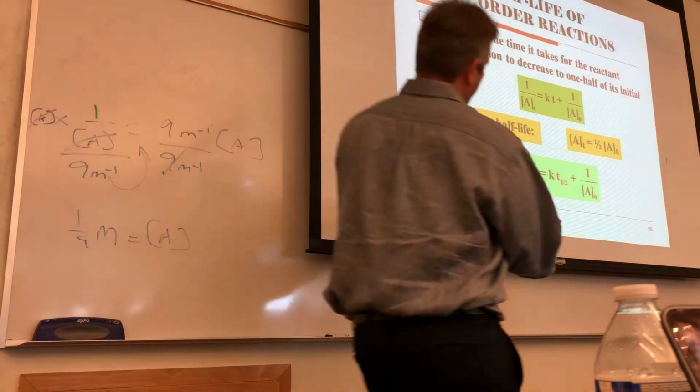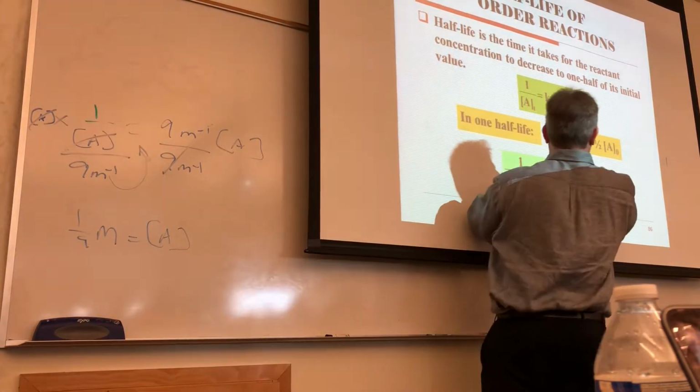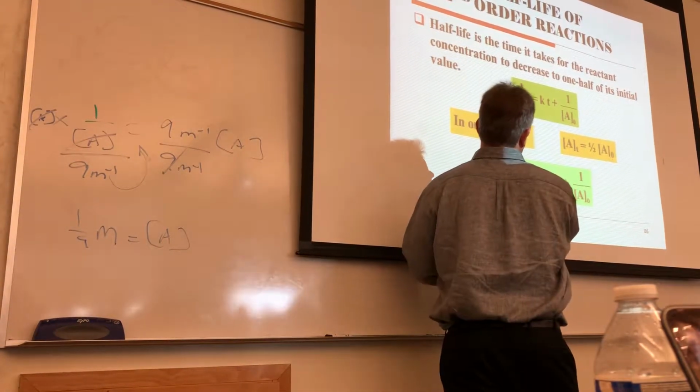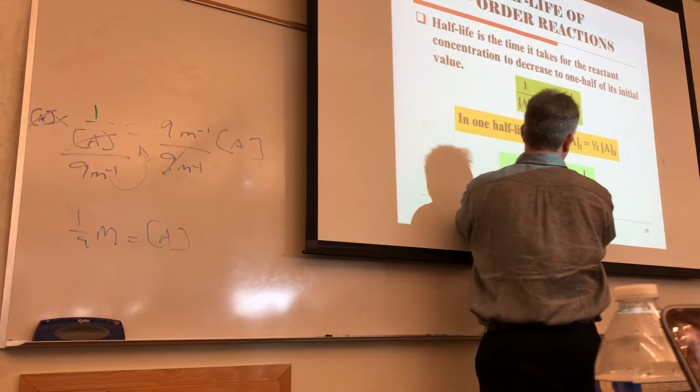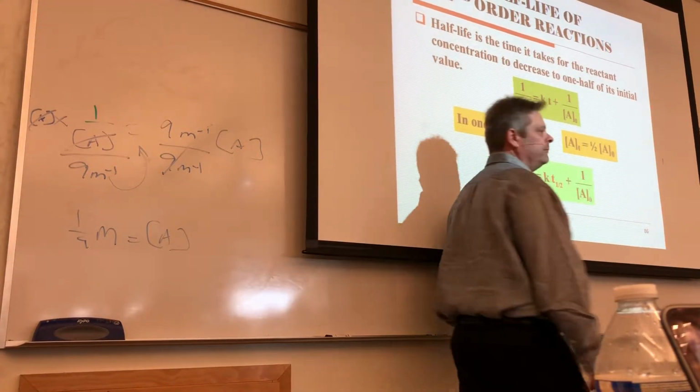So then what do I do here? If I move this over, I get 1 over 0.5 over this, minus this gives me what?